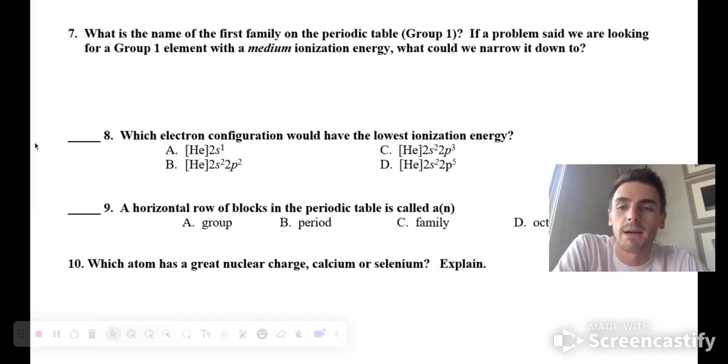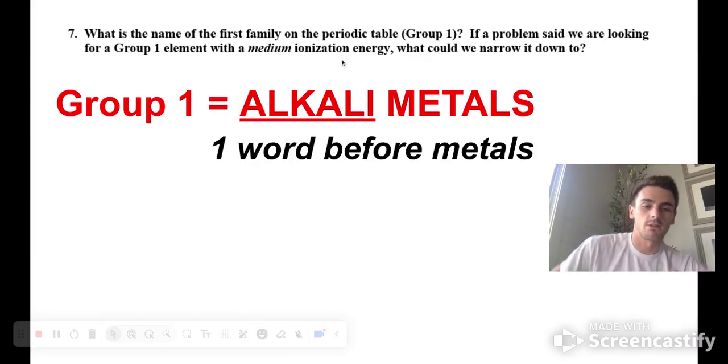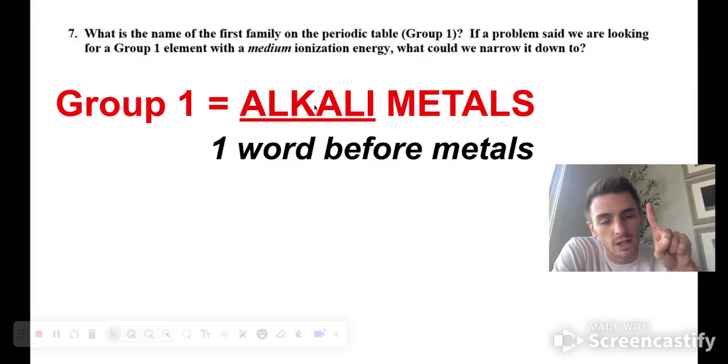Okay. Backside, number 7. Speaking of that, what is the name of the first family? That is the alkali metals. Remember on page 4 and 5, I expect you guys to be doing some of that notes on the families. It said what we know about those, and I'll go through this next week, but alkali metals, that's one word. Alkaline earth metals is 2 words. That's group 2.